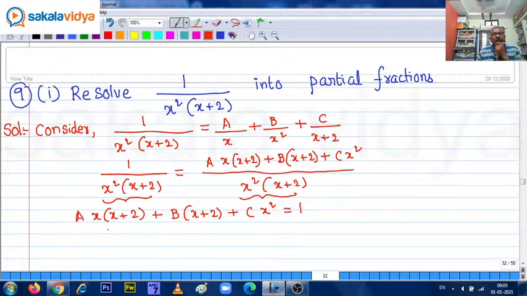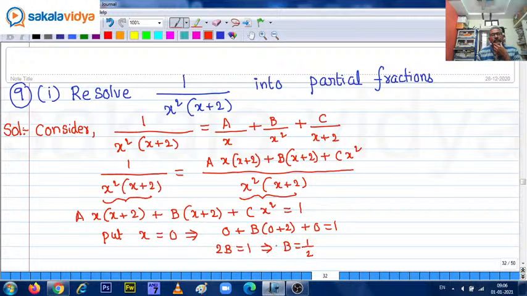If you want to find the values by substitution, if you put x equal to 0, we can find the b value. First let us substitute x equal to 0. That means we are suppressing this x factor. 0 into something is 0, plus b of 0 plus 2, plus c times 0 equals 1. That means 2b equals 1, so b equals 1 upon 2. So one of the values has been determined.